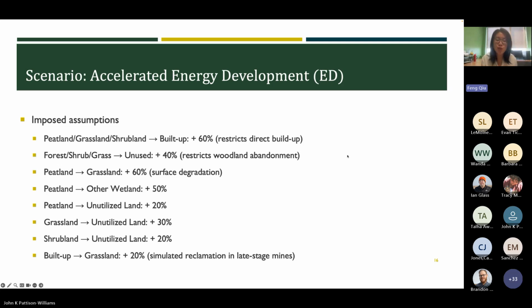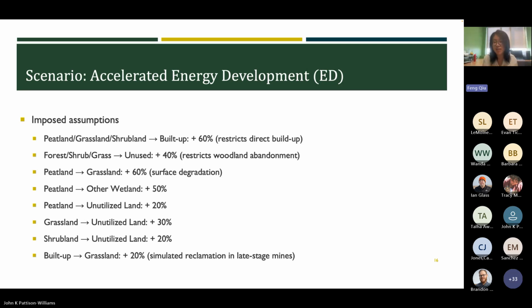So specific assumptions: we allow the conversion of peatland, grassland, and shrubland to built up areas to increase by 60%. And also forest, shrub, and grassland to unused land. For example, land that was initially a natural landscape, then due to industrial economic activities, for example open pit mining, all the surface vegetation is removed. So this bare soil can be a type of unused land. This is just an example. So we increase the possibility of forest, shrub, and grassland to unused land by 40%.